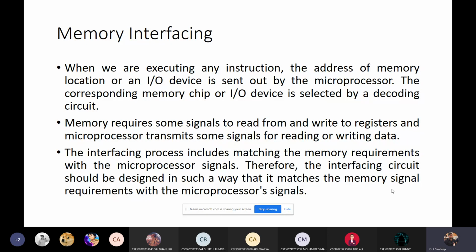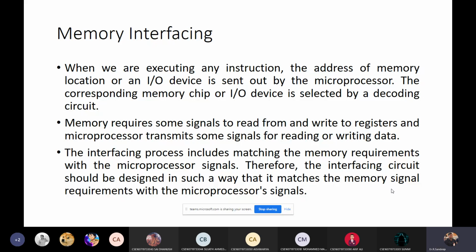So fetch, decode, and execute: these are the three stages which we will have. Fetching means from where the data is taken, and decoding is where it will identify whether it is from the A register, the B register, or a memory location. That concept is called decoding, and the circuit responsible for performing this decoding operation is called the decoding circuit.